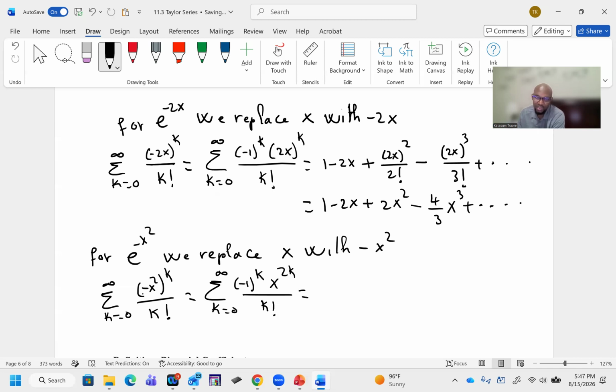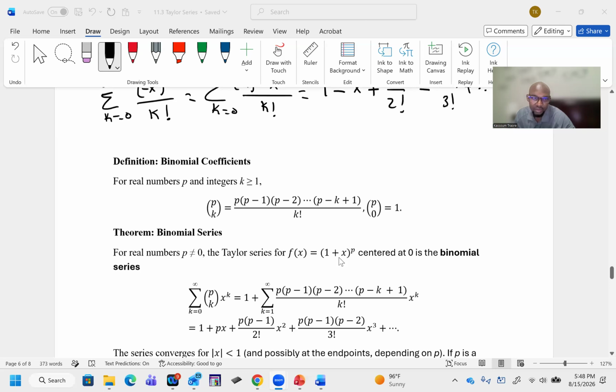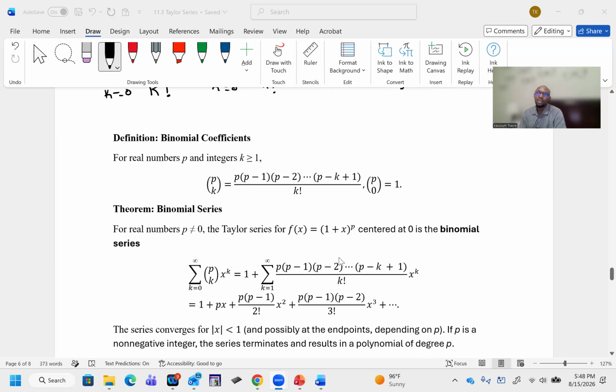Follow same thing. If k is 0, we have 1. If k is 1, minus x squared, right? If k is 2, plus x to the power of 4 divided by 2 factorial, minus x to the power of 6 divided by 3 factorial plus and so on. Okay, that's it for this example. So now let's talk about the binomial coefficient.